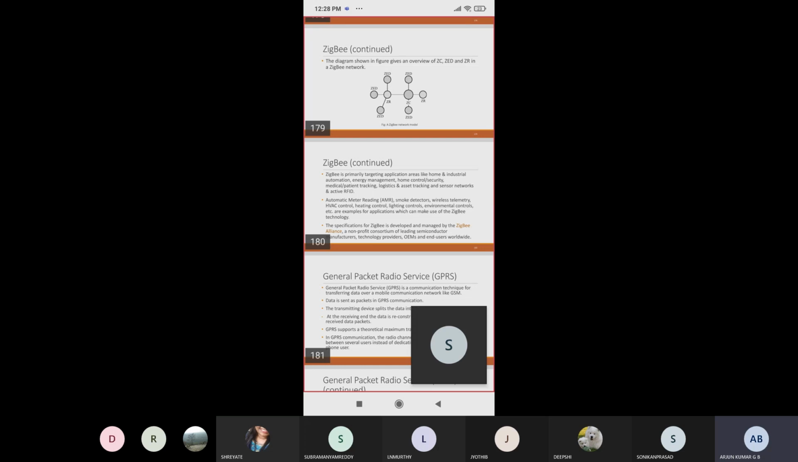The specification of Zigbee is developed and managed by the Zigbee Alliance, a non-profit consortium of leading semiconductor manufacturers and technology providers, serving OEMs and end users worldwide. Okay, this specification of Zigbee is developed and managed by the Zigbee Alliance. Okay.